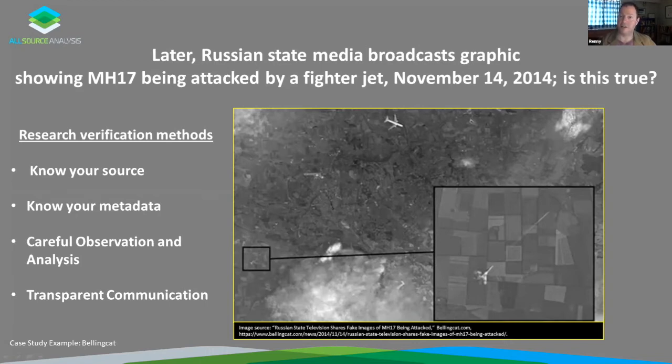That doesn't necessarily mean it's automatically false. It's just important to know visually that in this case, this is a graphic, a secondary source, not a primary data source. So that's an important first step to take. Now, secondly, before we get more into knowing your source, from an imagery analysis perspective, it's important to note a couple of things further about this image.